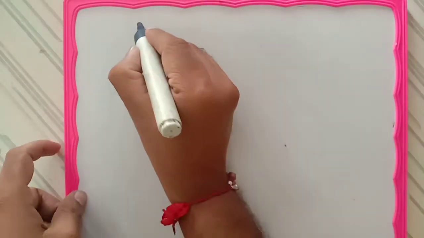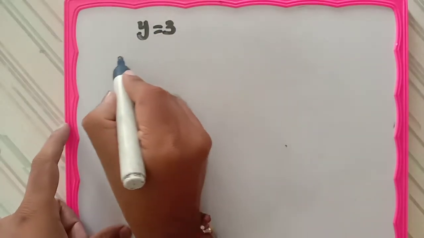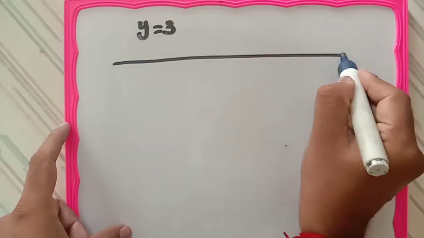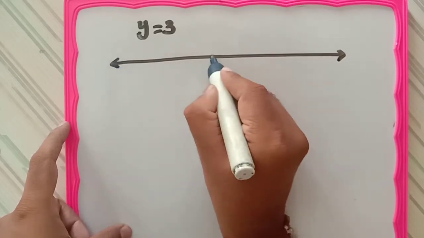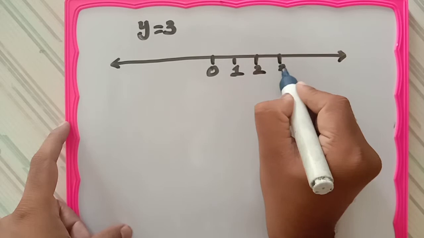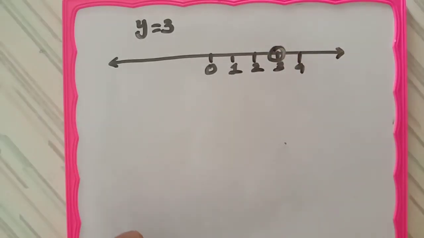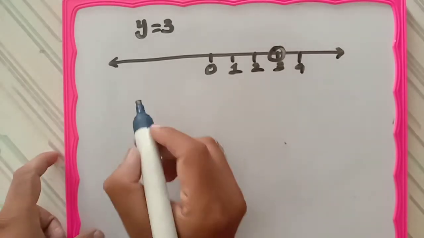Now we see y equals 3. So y equals 3 on the number line we can represent this way: 0, 1, 2, 3, 4. So this 3 represents y equals 3 in one dimension.